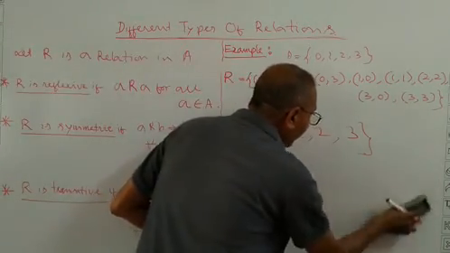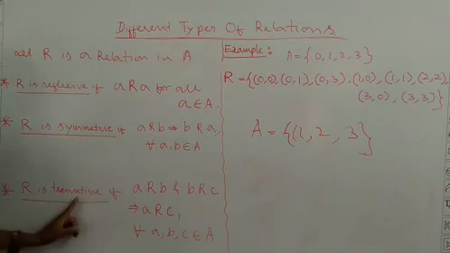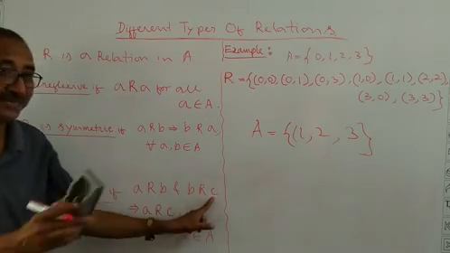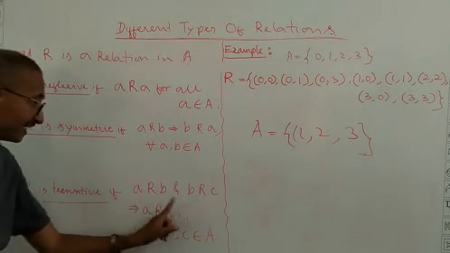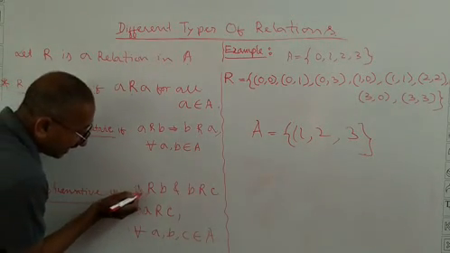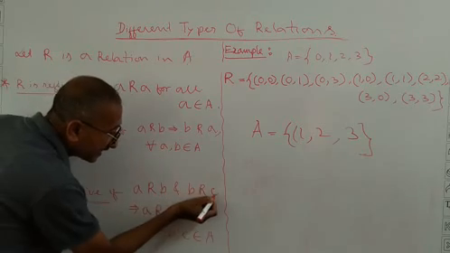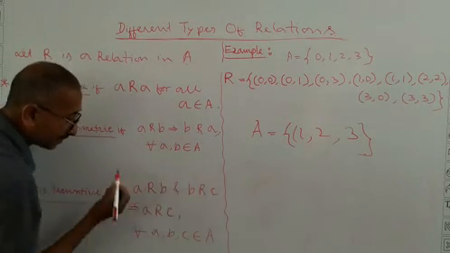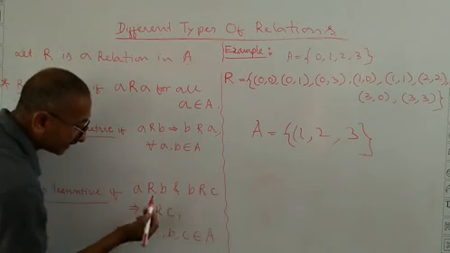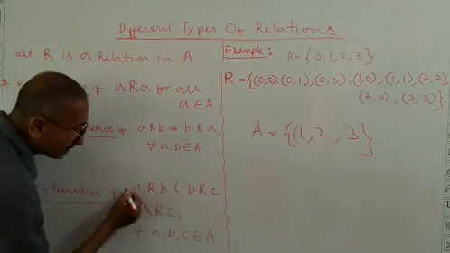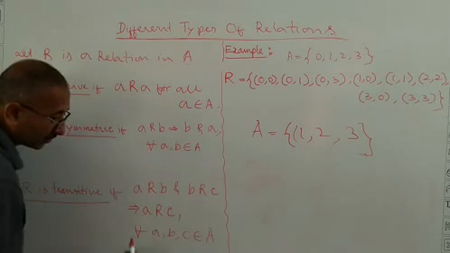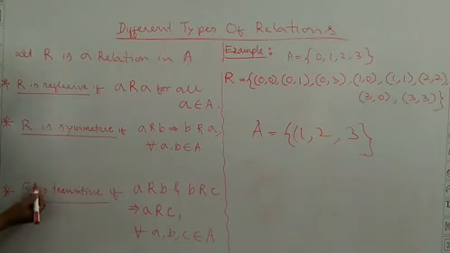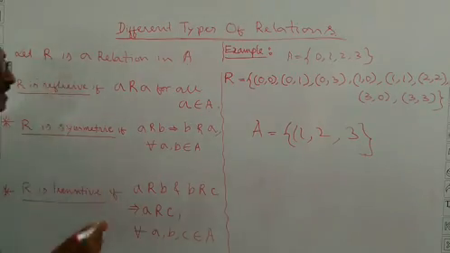Okay, now the third one says transitive. Transitive: if A is related to B and B is related to C, then if we have A is related to C. See carefully, A is related to B and B is related to C, B will go out, we'll have A and C. If A is related to B and B is related to C implies that A is related to C, then we say R is transitive.